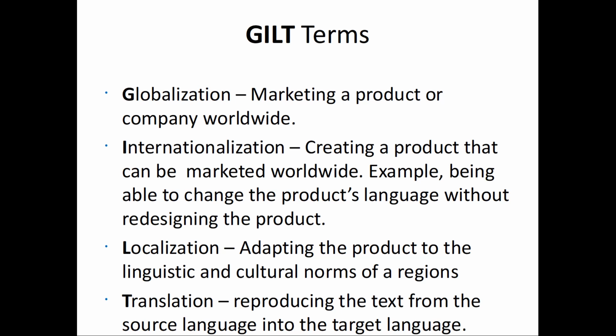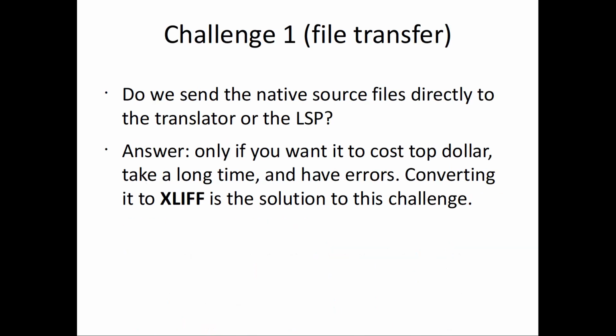GILT is another acronym that's quite prevalent in the localization translation industry. So that includes globalization, which is marketing a product or company worldwide; internationalization, which is creating a product that can be marketed worldwide; localization, adapting the product to linguistic and cultural norms of the region; and translation, which is reproducing the text from the source language into the target language. GILT, G-I-L-T.